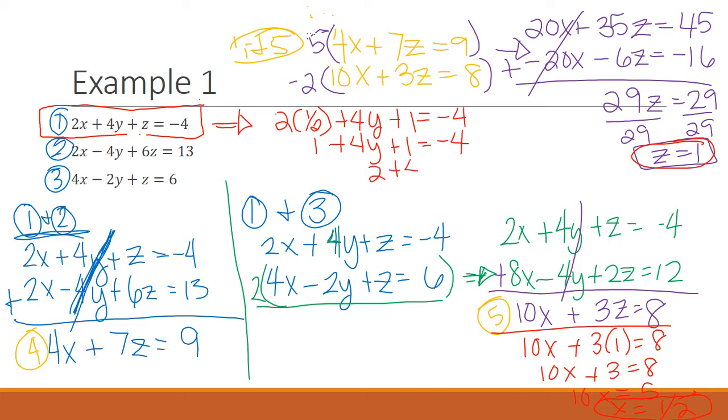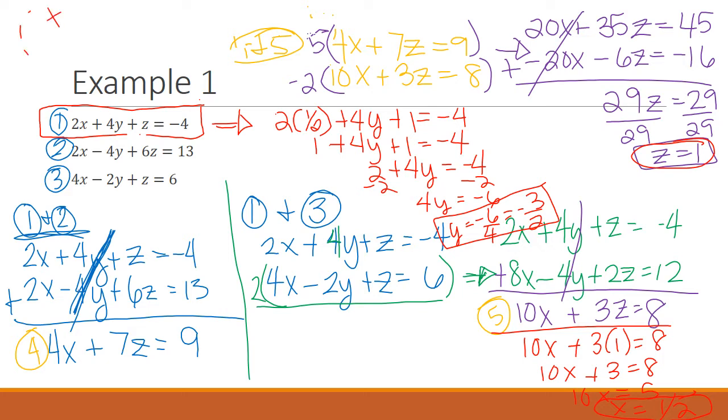So 2 plus 4y equals negative 4 minus 2. We get 4y equals negative 6. Y equals negative 6 over 4, which is negative 3/2. That is your last piece. So we have x equals 1/2, y equals negative 3/2, and z equals 1.